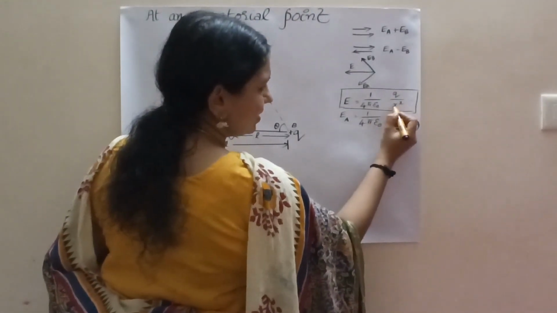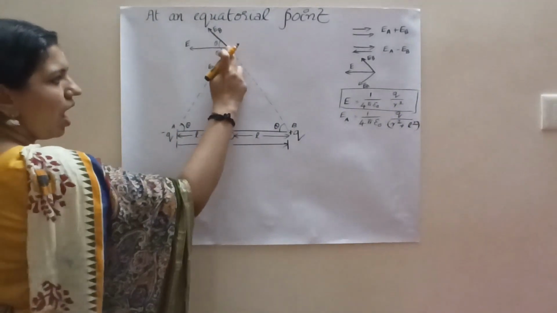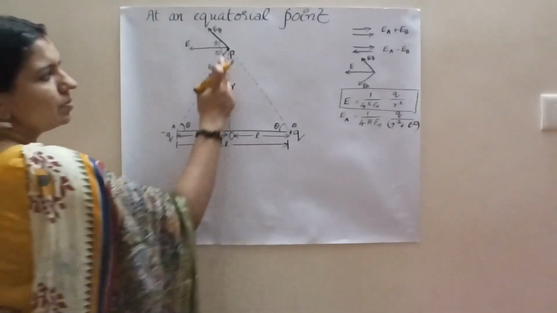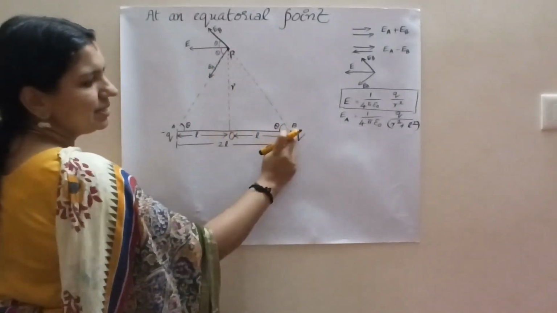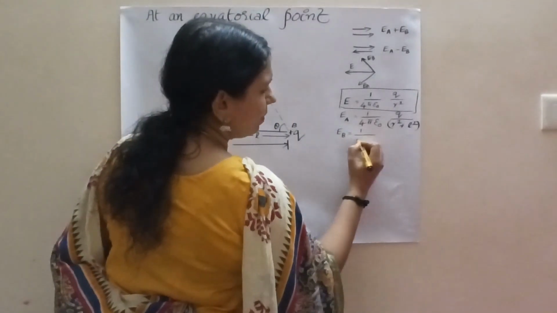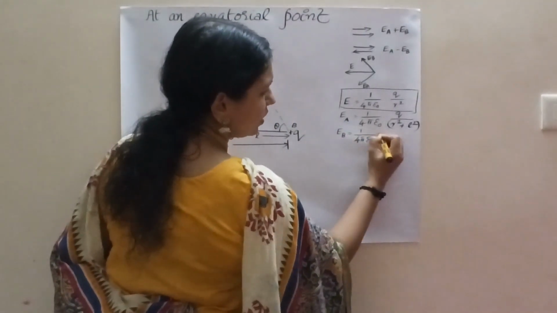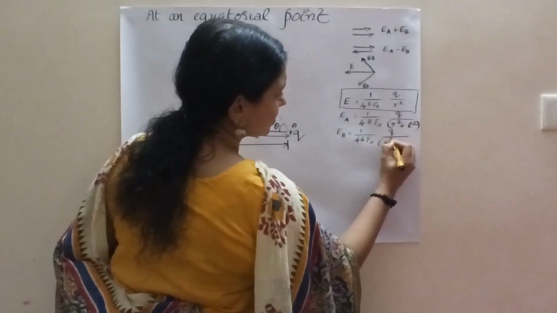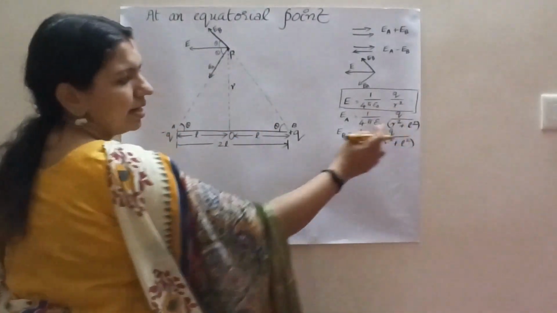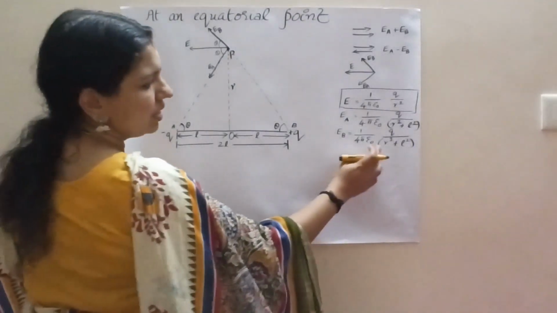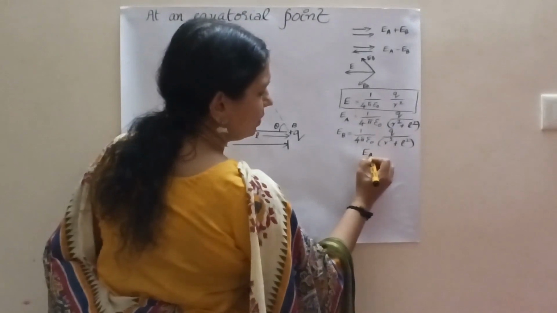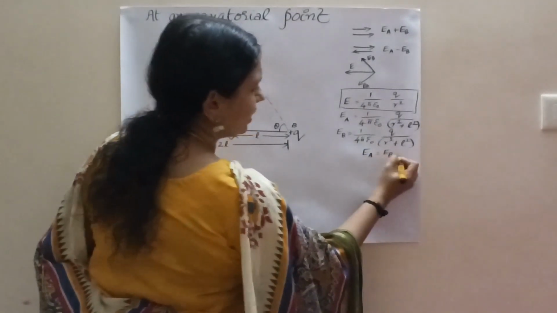So for this distance square, I have to write it as R square plus L square. Similarly, here also R square plus L square. So what is EB here? EB is equal to 1 by 4 pi epsilon 0 Q by R square plus L square. We are taking the magnitude only, so just Q is needed in both equations. Please check the equation. Both equations are same, right? So EA is equal to EB.